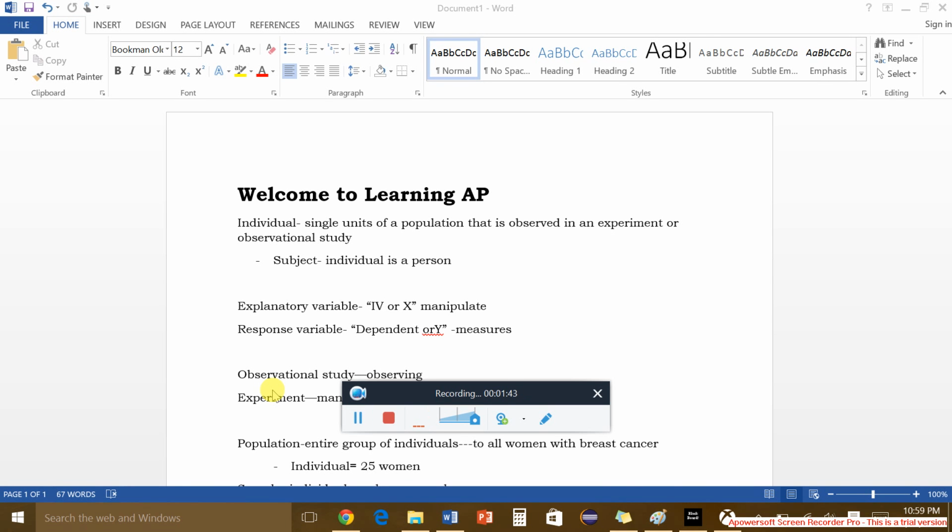Now the response variable, on the other hand, is also known as the dependent or Y variable, and it would measure the growth of a plant in centimeters, millimeters, feet, whatever.